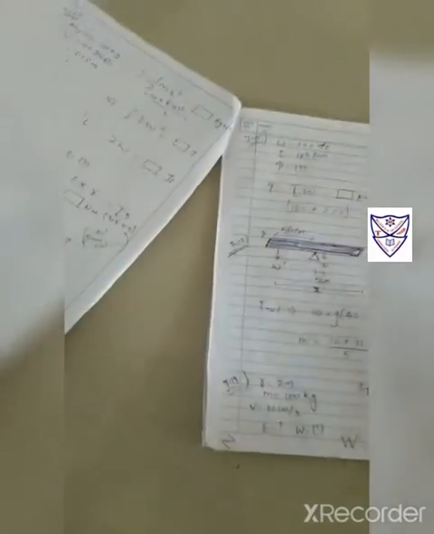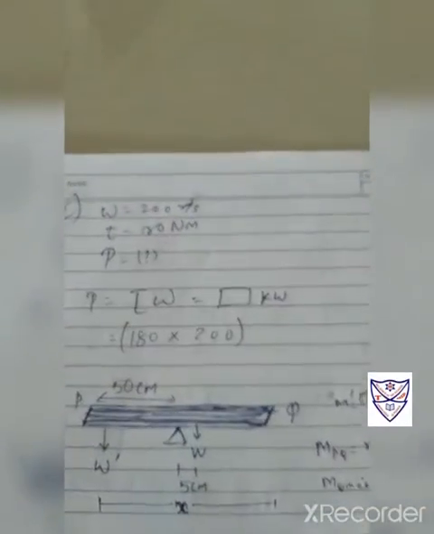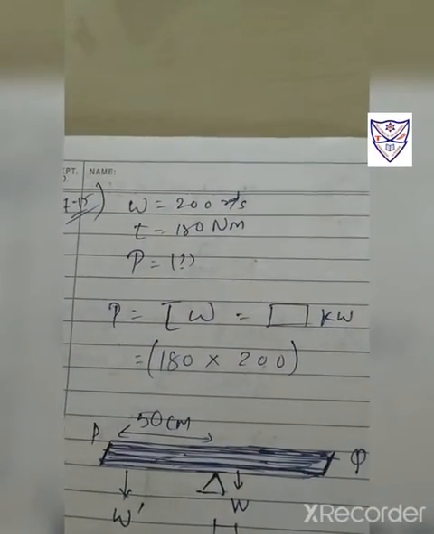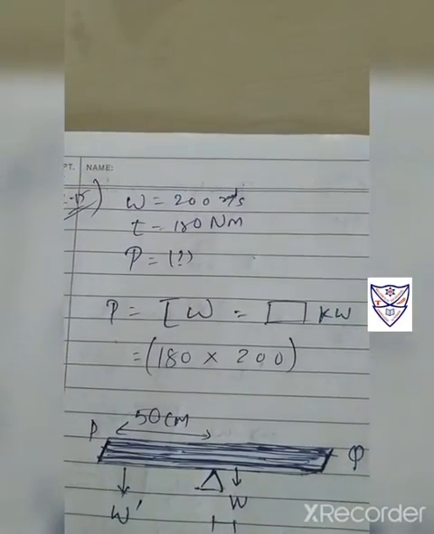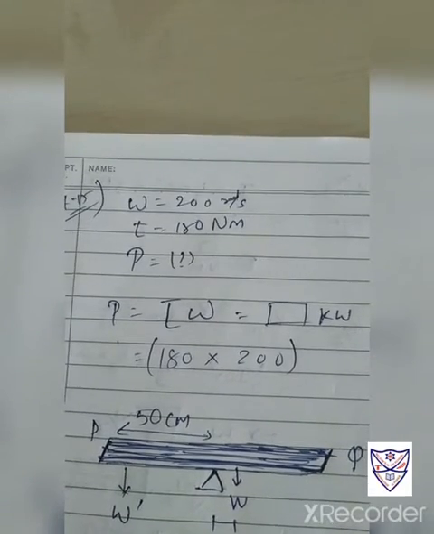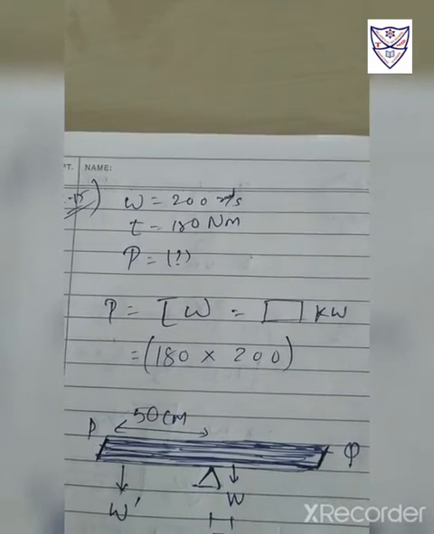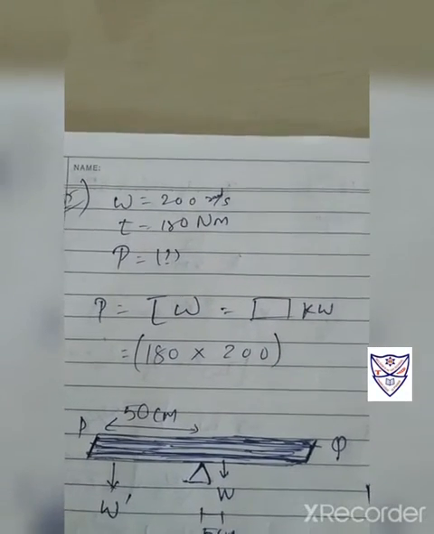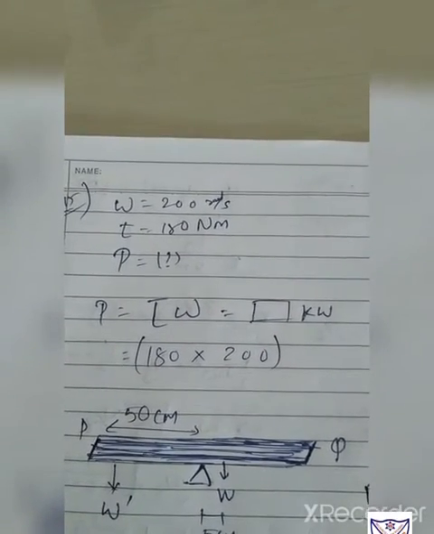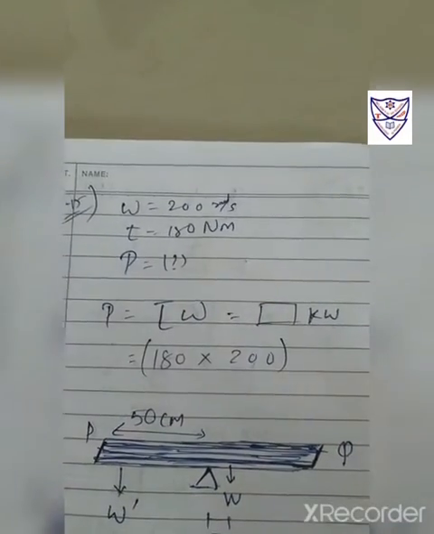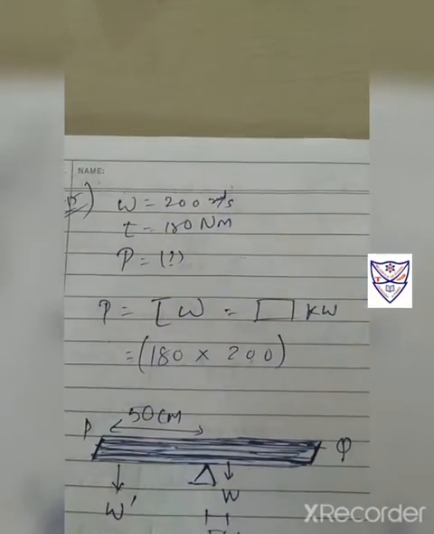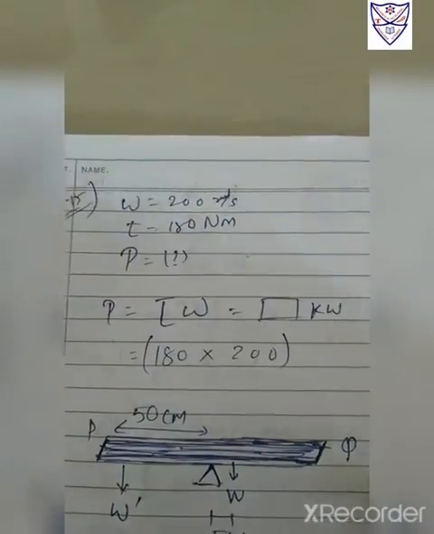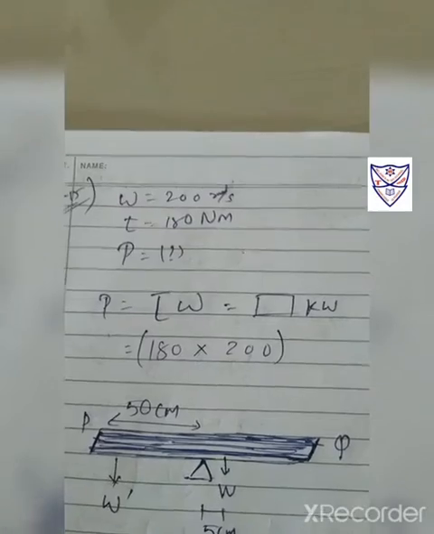Now the next one is also a very simple sum. Here they have given the value of omega and torque, and you have to find power. So power is equal to torque into omega, and that will give you your term.